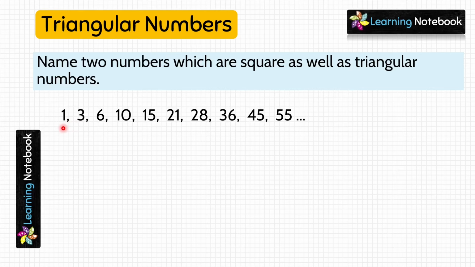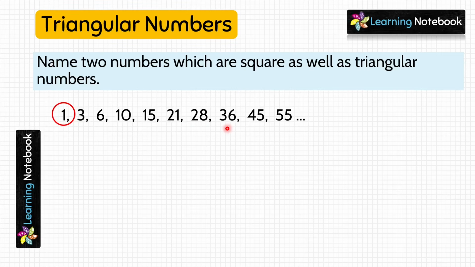Here we know 1 is a square as well as a triangular number. So we have got the first number which is a square as well as a triangular number. Now we have to find the second number. Now 3, 6, 10. These numbers are not square numbers, right? Then 15 is also not a square number. 21, 28 are also not square numbers. Then, students, we have 36.